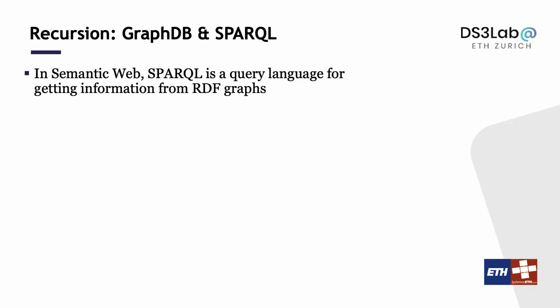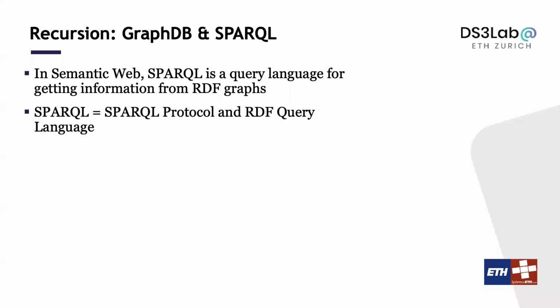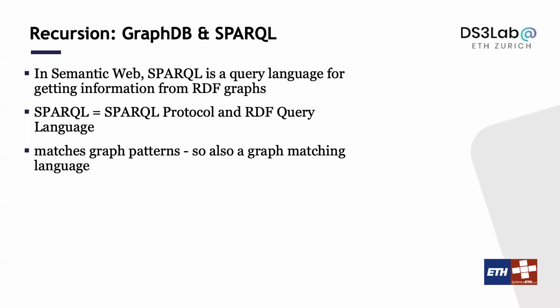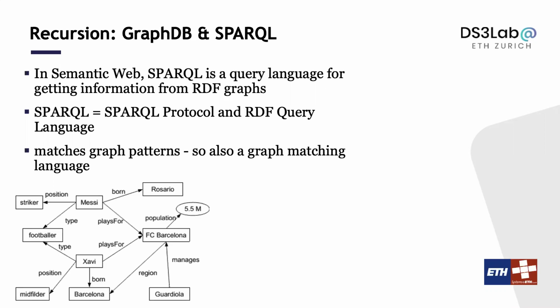One of the use cases of graph databases is in the semantic web. There's a query language called SPARQL, a query language to get information from RDF graphs. The fundamental thing is it's not trying to answer a logical query anymore. It's actually trying to match graph patterns. So it's pretty much a language for graph matching. Here's one database that you could have in your graph database. As you can see, it's very similar to a network database, so it's not a very weird thing to have.